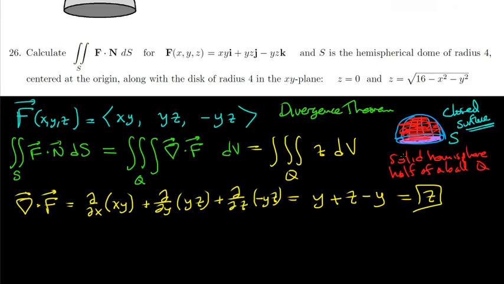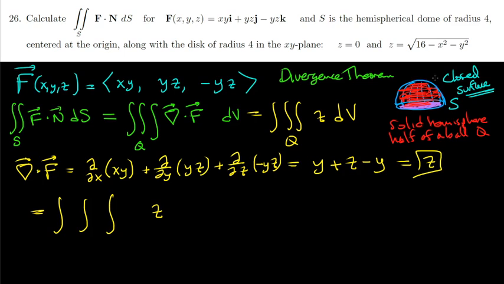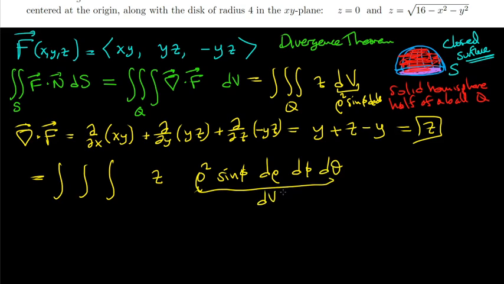So I don't think this is all that bad. We're integrating z, and look, this is half of a sphere. That just cries out for spherical coordinates. So my dV, if you remember, is rho squared sine phi d rho d phi d theta. Let me write it over here: rho squared sine phi d rho d phi d theta. So all of that is just dV.